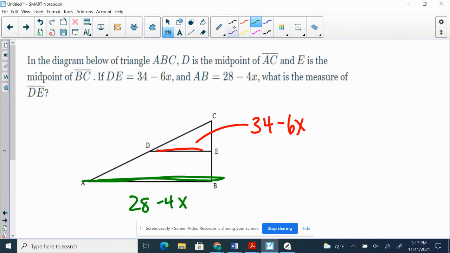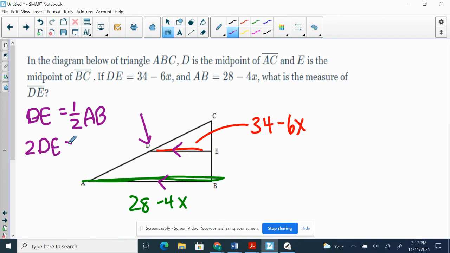Now, if this is a mid-segment, you should have learned in your videos prior that this is parallel to this, and that the ratio is DE is 1/2. So DE is equal to 1/2 of AB. Now, as much as that 1/2 is accurate, sometimes to me it's easier to think about 2 times DE being equal to AB, because I like to multiply by 2 rather than divide by 2, depending on what kind of numbers I have. But always multiplying by 2, super simple.